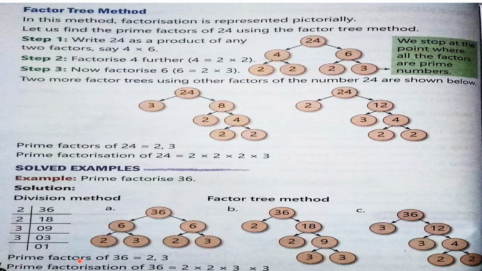As you can see here, the prime factors are only 2 and 3, but the prime factorization is 2 into 2 into 3 into 3, or 2 into 3 into 2 into 3. We can write it any way, but here we are just writing small to big, 2 into 2 into 3 into 3. Got it, children? So let's do the exercise.